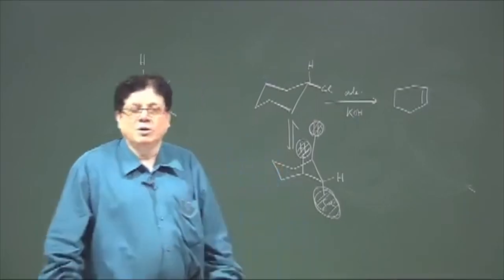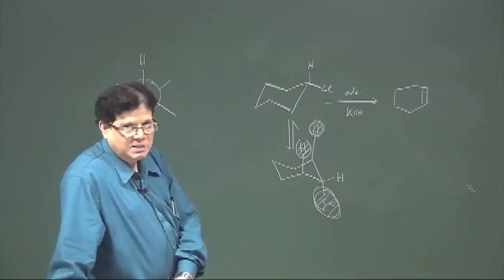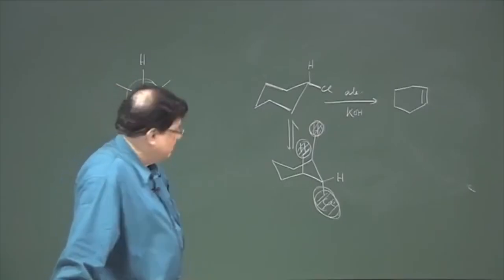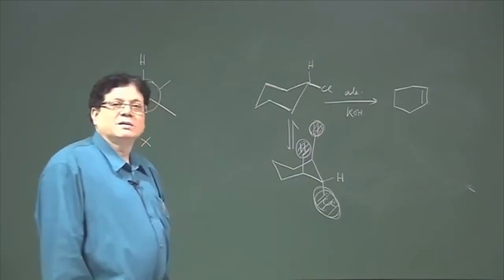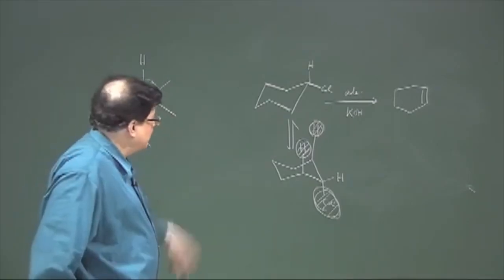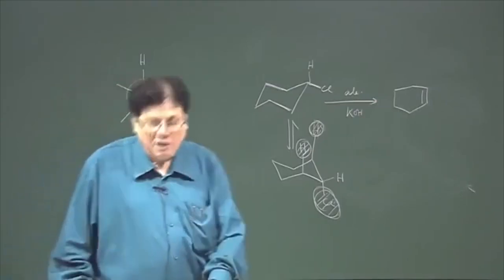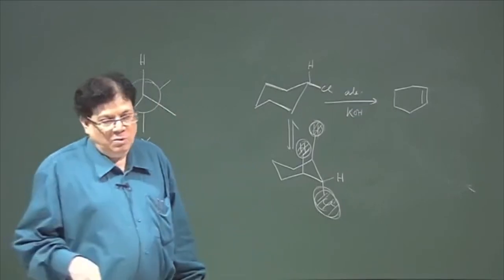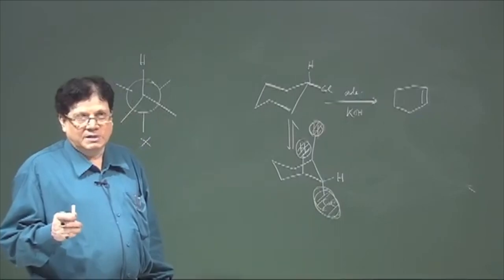What happens in cyclohexane systems? Mainly focusing on cyclohexane systems, we will look at SN1, SN2 and SN2 prime types of reactions, and then we will take some cyclohexanes to do the elimination reactions. That means we will talk about conformation and reactivity in cyclohexane systems with respect to substitution and elimination reactions. That will be in the next lecture. Thank you.